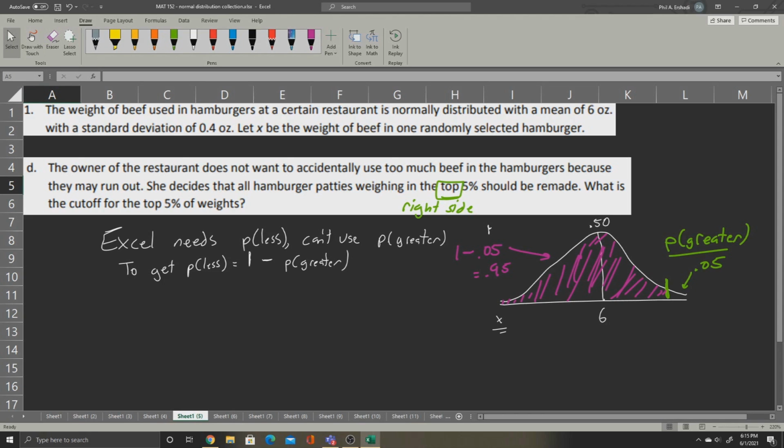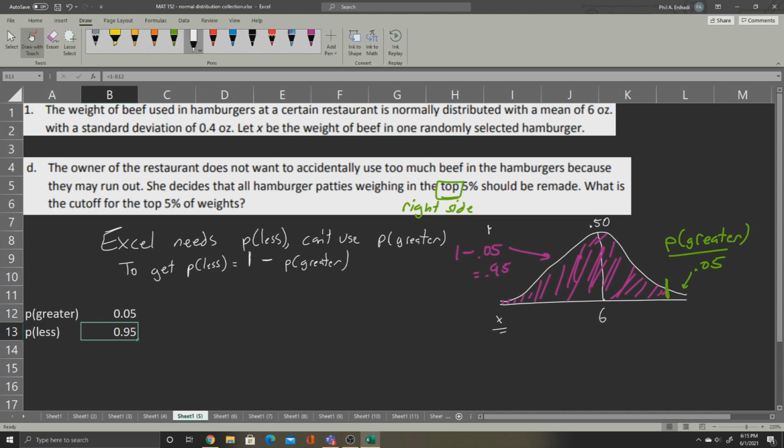Now, if you don't want to do that math by hand, we can always start by entering p greater into Excel. Not every problem will have a p greater, but if they mention a top percentage, that is going to be p greater. Our p greater is 0.05, and then we can find p less, the probability that we are actually allowed to use in Excel, by saying equals 1 subtract the p greater. When we press enter, our p less is 0.95 indeed.